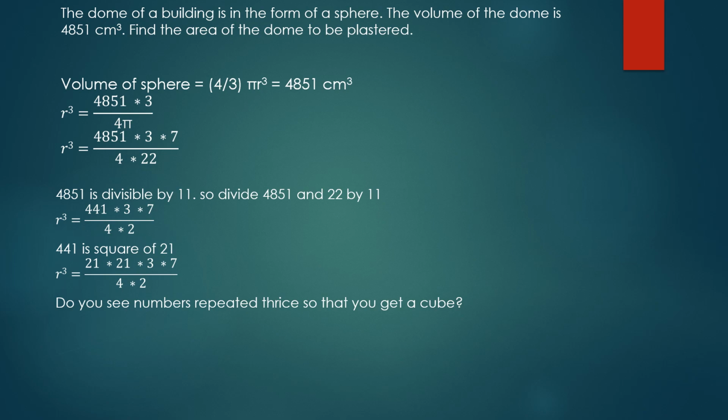You see, 7 is being repeated, 3 is being repeated. So in the numerator, you have 7 repeated thrice. When you do cube root, you will get 7. You have 3 repeated thrice. When you do cube root, you will get 3. And in the denominator, you have 4 times 2, which is 8. Split the 4 as 2 into 2, cube root of that is 2. So r is 21 by 2, 10.5 centimeter. It's very easy to do if you divide all the numbers and split them into factors. Now you can find the area of the dome.